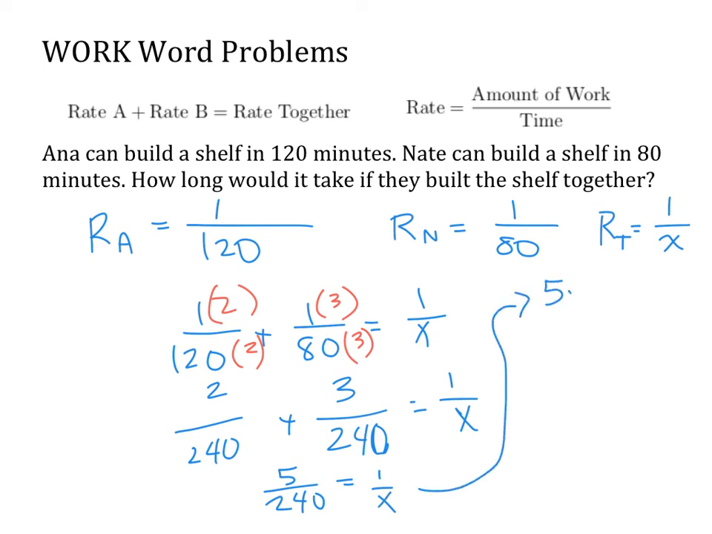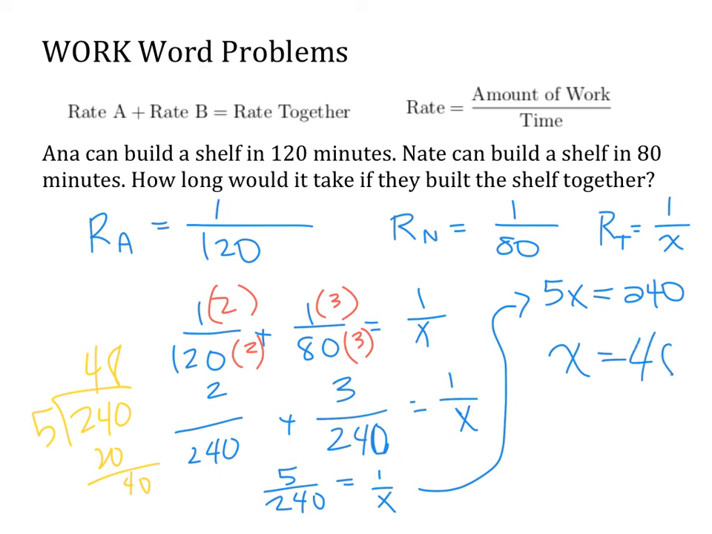Cross multiplying, I have 5X is equal to 240, dividing it by 5. I'm left with X is, let me just do this on the side here, 240 divided by 5, which is 48. So it's going to take them 48 minutes to build the shelf together. For word problems, you always have to put the answer in a sentence, or at the very least, label it. So 48 minutes to build the shelf together.